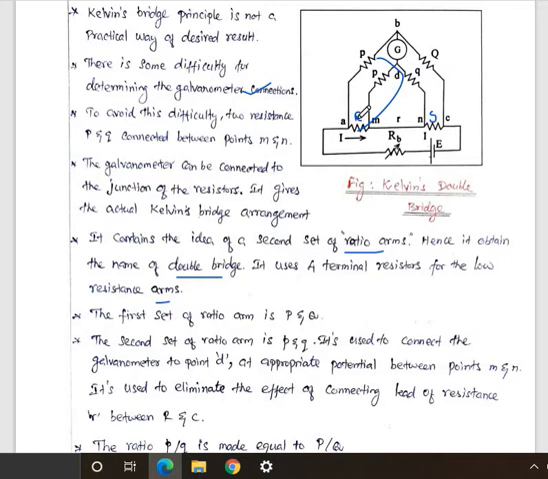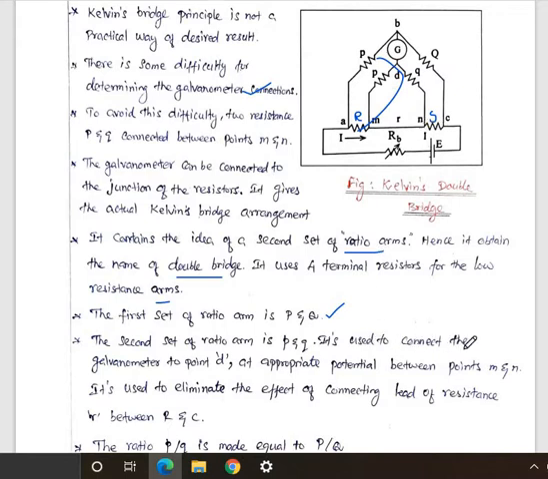Maybe we just have to measure the very lowest resistance value. The first set of ratio arms is P and Q. Here P and Q should be connected at points A and C, and that is one set of arms. The second set of arms is small p and small q. Small p and small q should be connected across the M and N points.